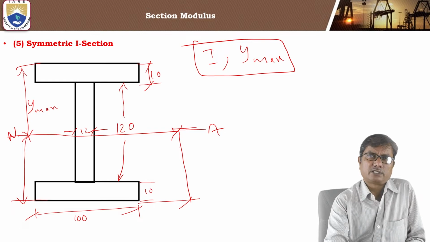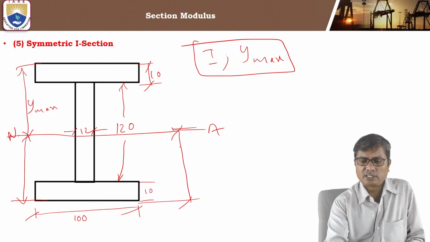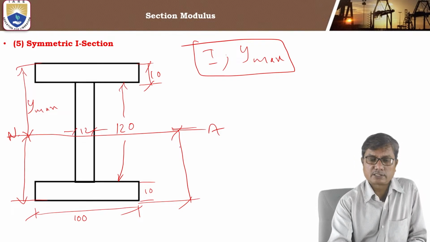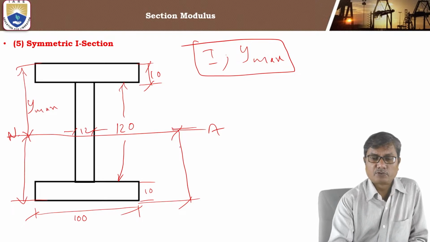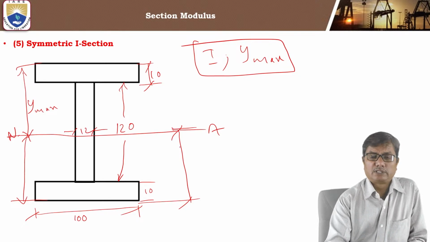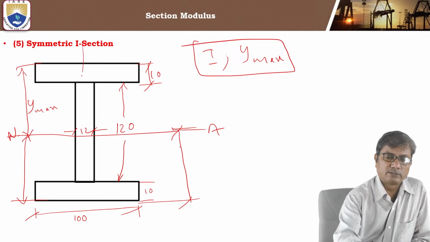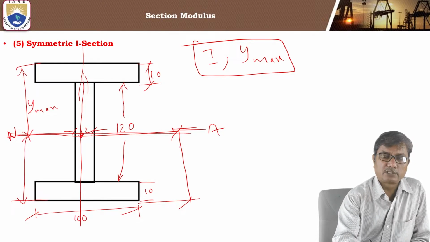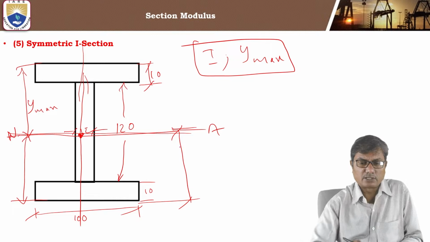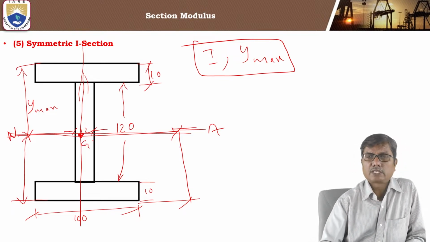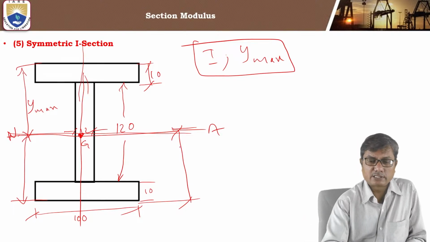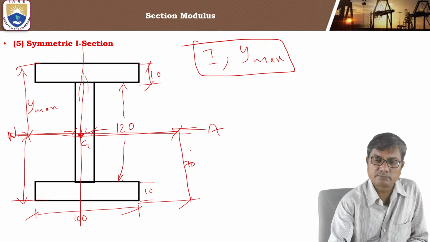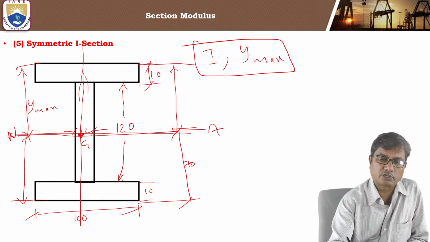For symmetrical sections, we can easily identify the location of centroid. It is symmetrical about the horizontal axis passing through the center. So it has two axes of symmetry actually, one vertical and one horizontal axis. The point of intersection of these will be the centroid. So the neutral axis here lies at a distance of 10 plus 60, that is 70 mm from bottom and 70 mm from top.